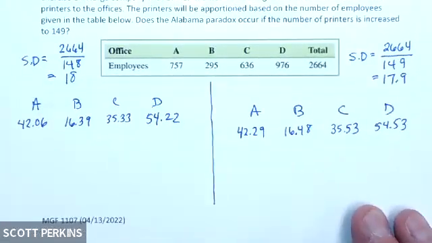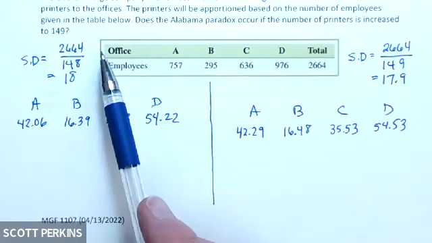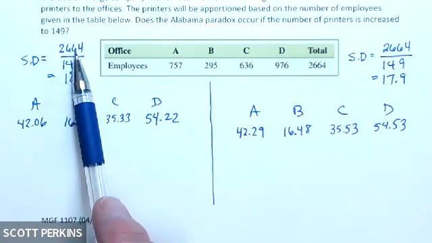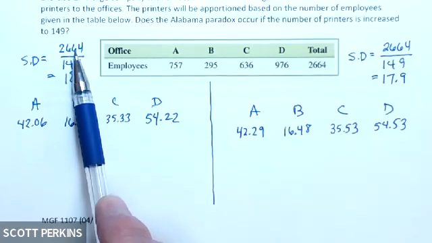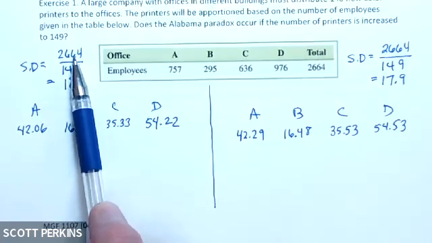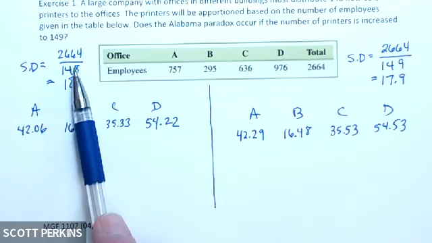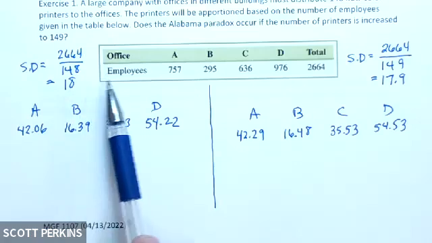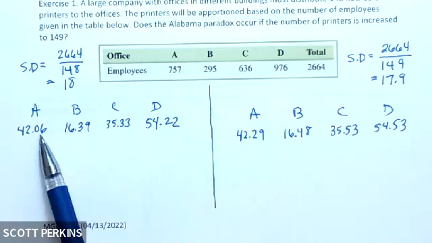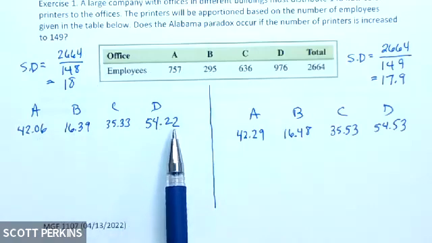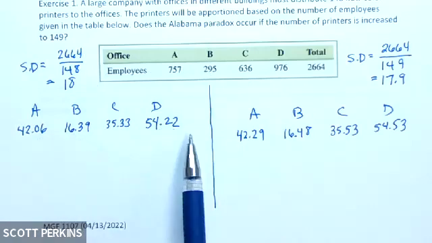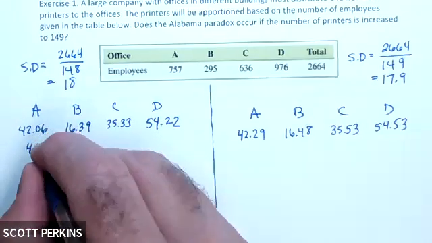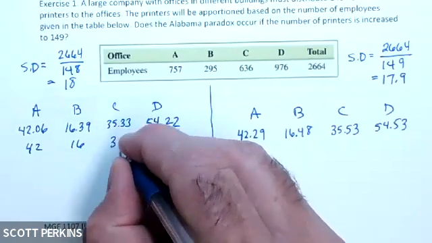Okay, so here's what I've got. On the left side, I found my standard divisor by taking the 2664, that is the total number of employees, divided by the 148. And that gives me a standard divisor of 18. I then divided the 18 into each of these four numbers and got the following results right here that you can read on the page, 42.06, etc. Now the Hamilton method says truncate, so that's 42, 16, 35, 54.